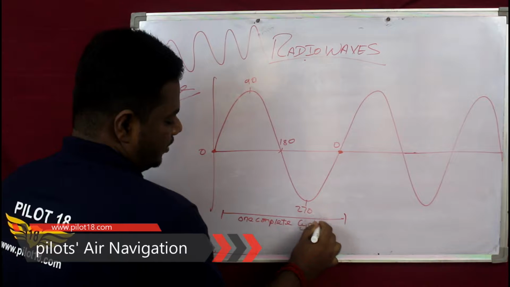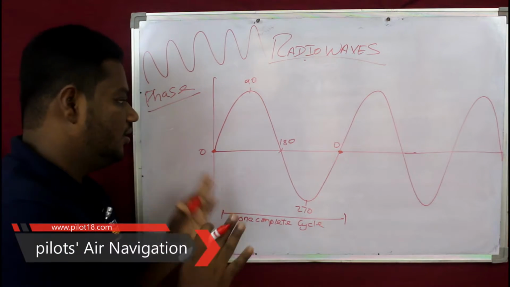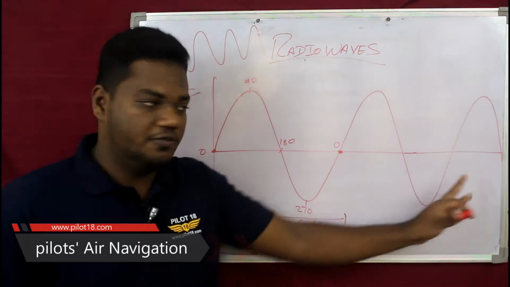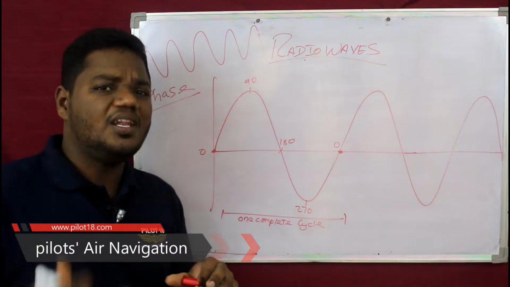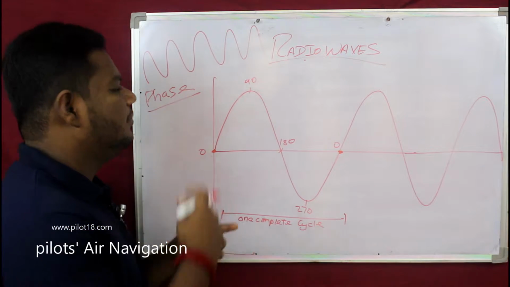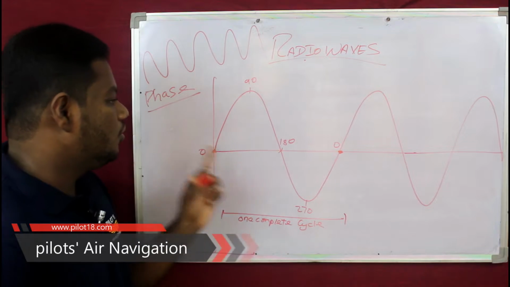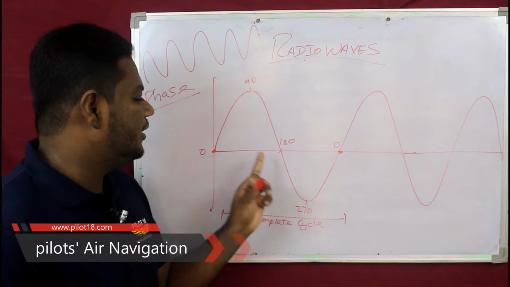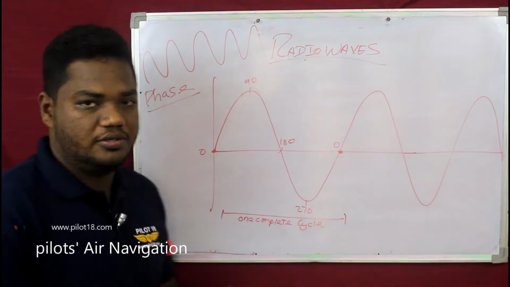Okay, from 0 to 0 is known as one complete cycle. Understand? Radio waves travel in the form of waves. The measurement of the wave amplitude, or measurement of the waves, is done by phase, and phase value starts from 0 to 360: 0, 90, 180, 270, 360. In between all those numbers are 1, 2, 3, 4, 5, 6 and so on, right?